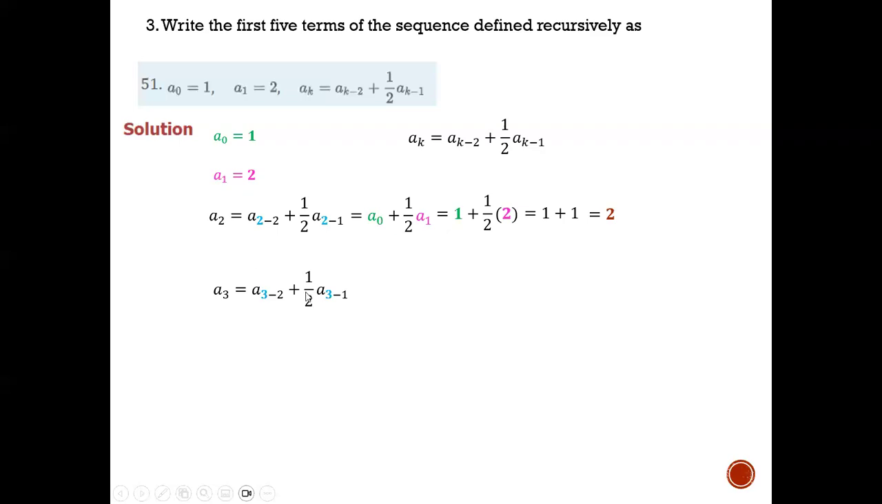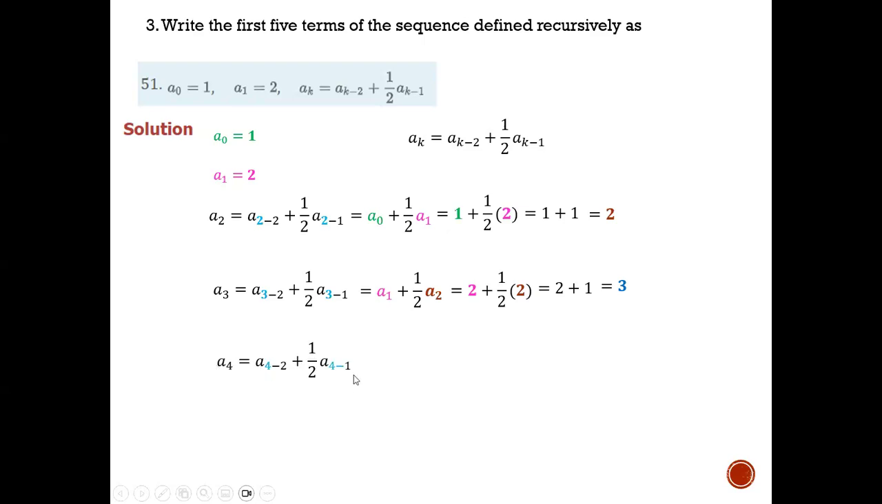We want the first 5 terms, so continuing on. A sub 3, plug in a 3. We want a sub 3 minus 2 plus 1/2 a sub 3 minus 1. Simplifying, 3 minus 2 is 1, so I want a sub 1. 3 minus 1 is 2, plus 1/2 a sub 2. So a sub 1, I plug in those values. A sub 1 was 2, and a sub 2 is the one I got previously. So we're plugging in the term two terms before, which was the 2, plus 1/2 times the term right before, 1/2 times 2. Simplifying here, 1/2 times 2 is 1. 2 plus 1 is 3, and that's what I get for that one.